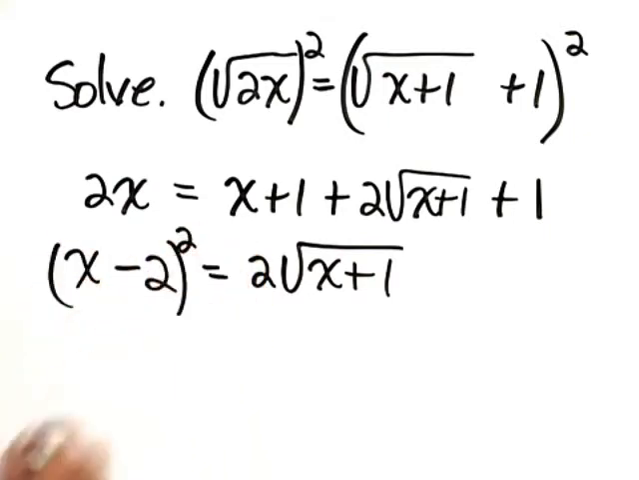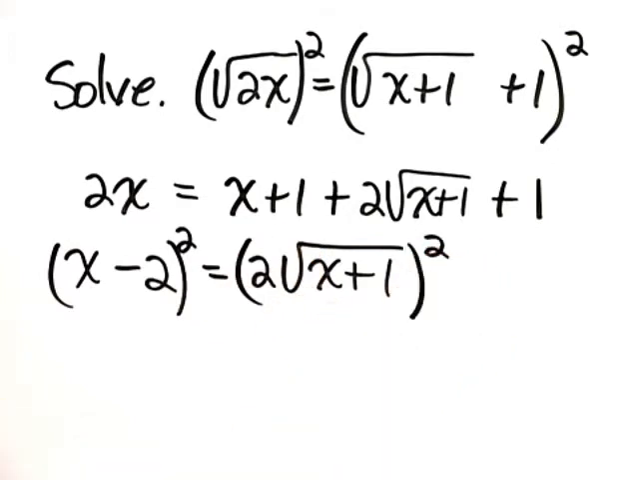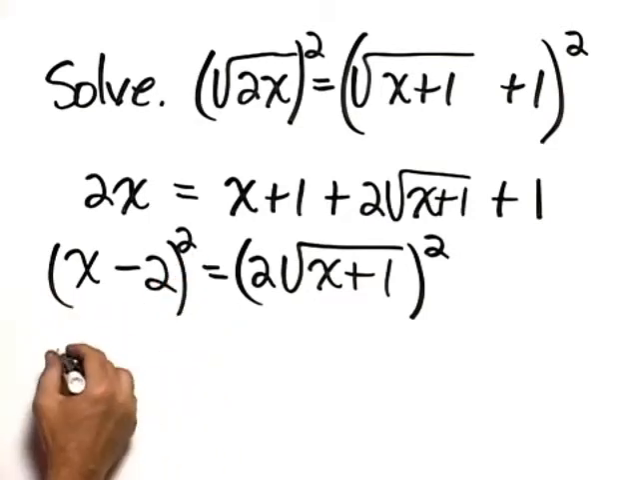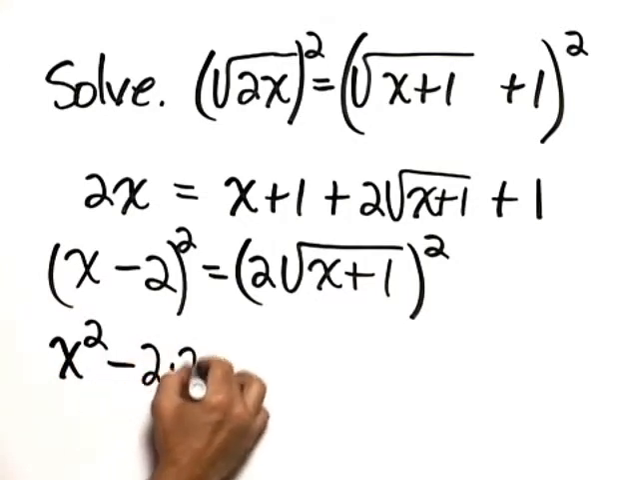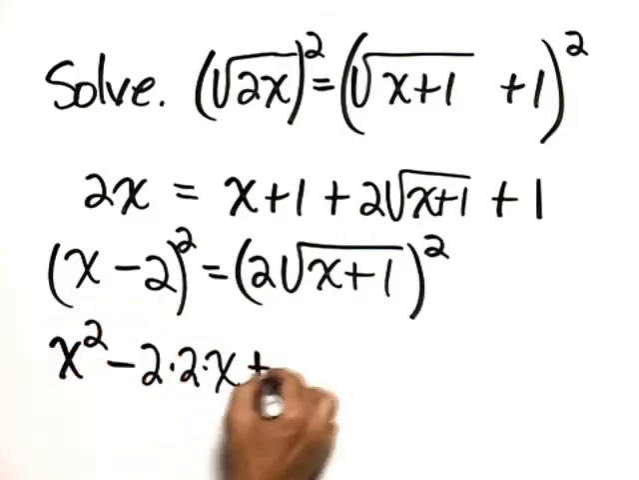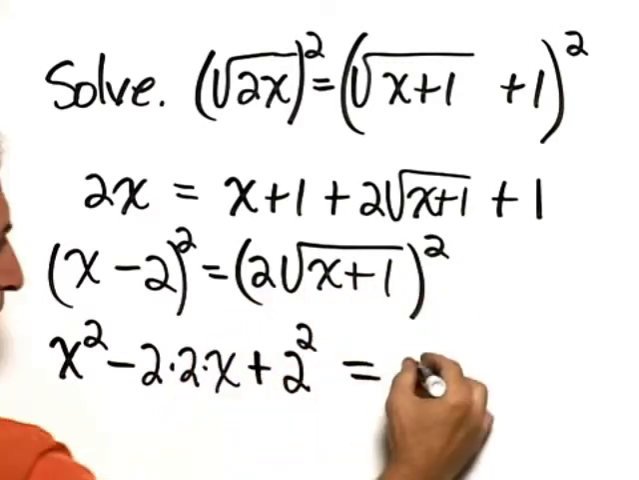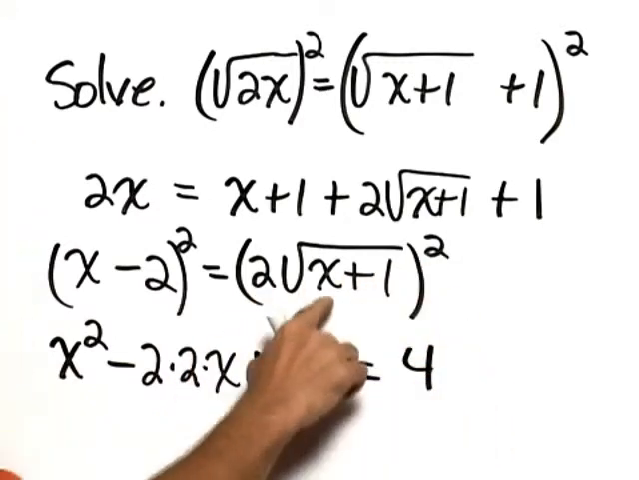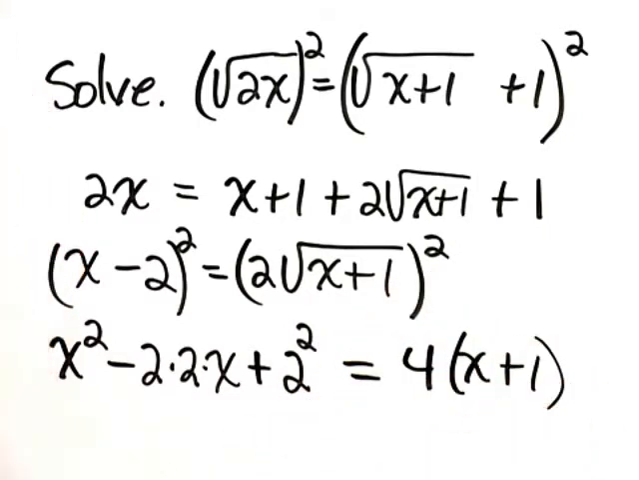So we have the quantity x minus 2 squared and the quantity 2 times the square root of x plus 1 squared. On the left-hand side, it's a binomial squared. That becomes the first term squared, x squared, minus twice the product of the two terms, 2 times 2x, then plus the second term squared, 2 squared. This is equal to, now the 2 gets squared, so that's 4. The square root of x plus 1 squared is just x plus 1.